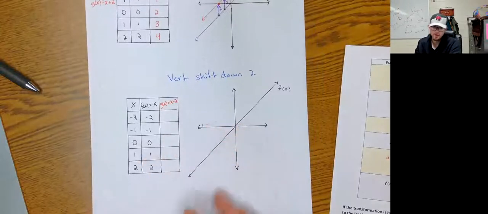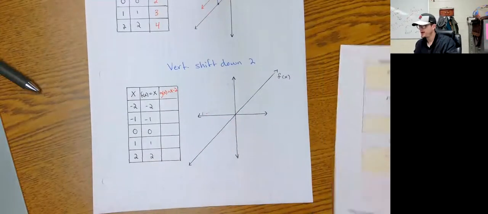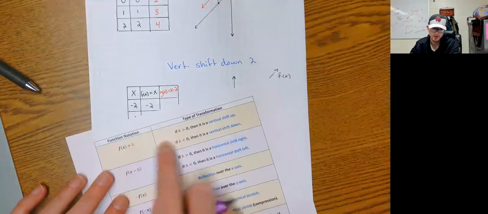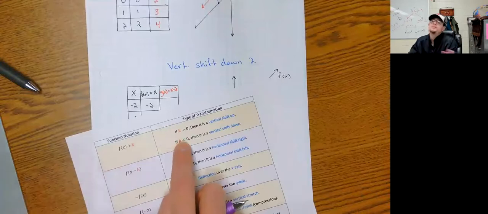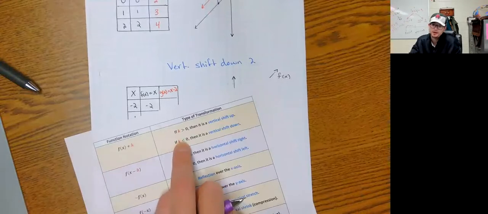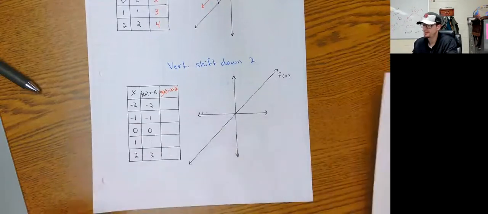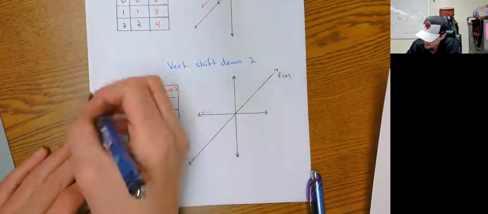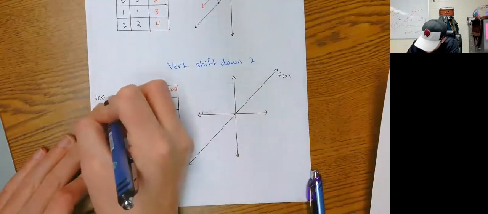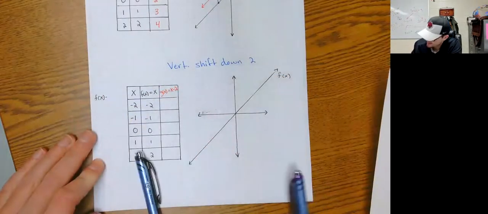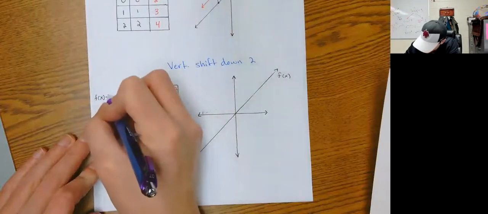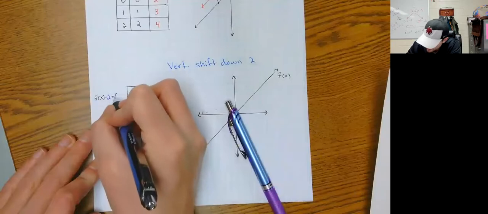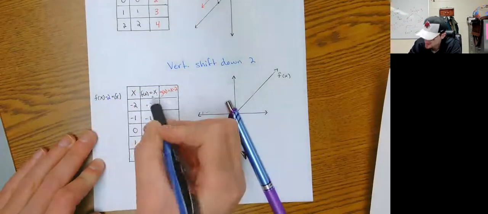All right, so let's move on to vertical shift down. So vertical shift down is again the same thing. You're going to add to the entire function, except you're going to add a negative number, which is the same thing as subtraction. So we're just going to subtract 2. So vertical shift down 2 means we're going to subtract 2 from the entire function. So we get f of x minus 2 equals parentheses around the entire function, which is x.